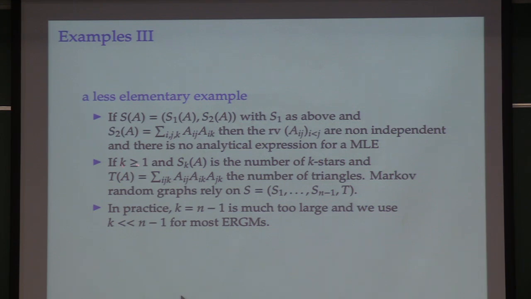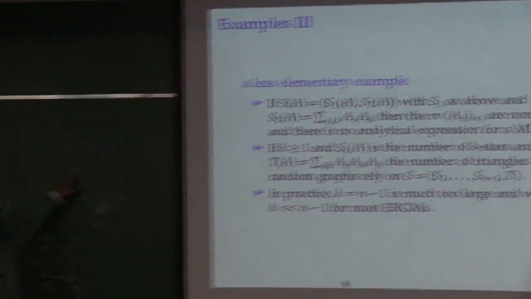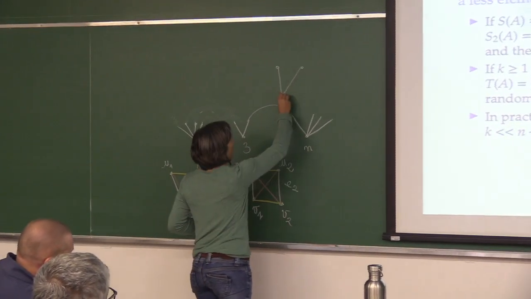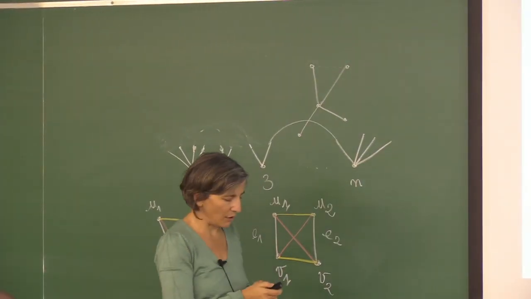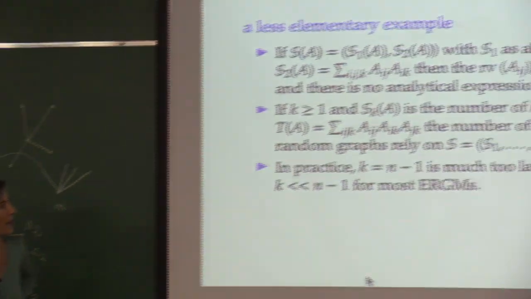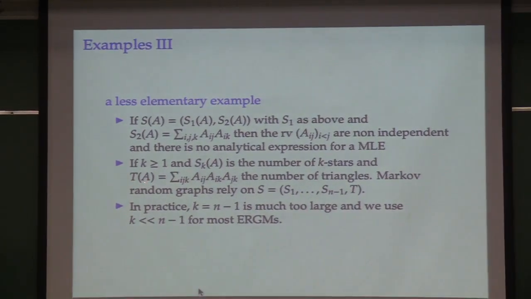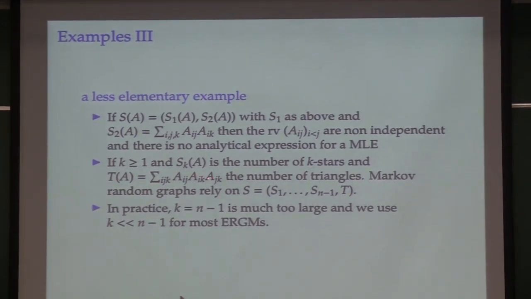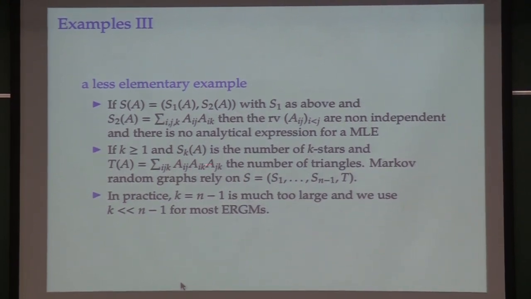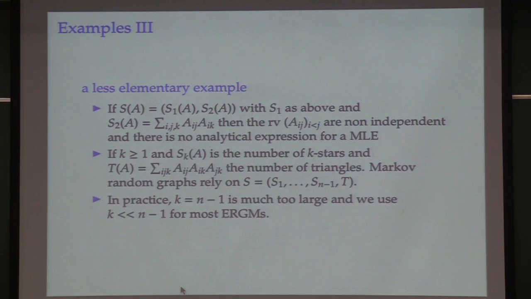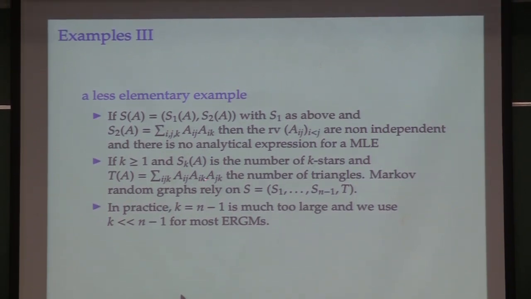More generally, for any integer k larger than 1, you can look at S_k, the number of k-stars. So this is a 2-star, in fact. And this will be a 3-star, this will be a 4-star, etc. So you can look at S_k of A, the number of k-stars, and the number of triangles. So the number of triangles is obtained like that. This is non-null if all these values are 1, so if there is a triangle between i, j, and k. So here you are counting the number of triangles.